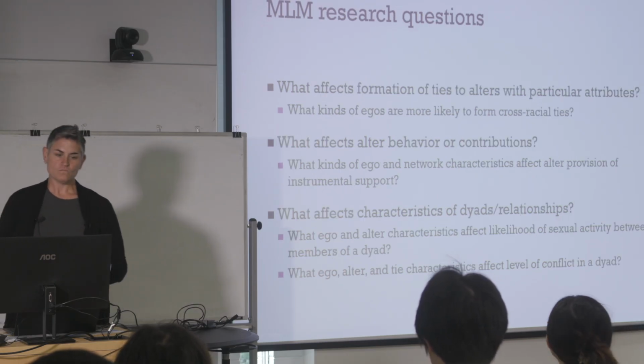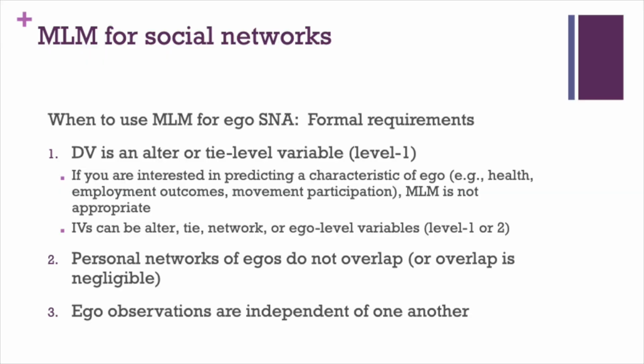Okay, so in terms of the kinds of research questions that you can address with multi-level modeling, we could ask, for example, what kinds of things affect the types of ties that an ego forms?